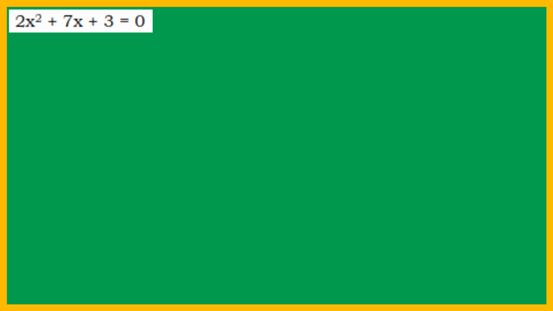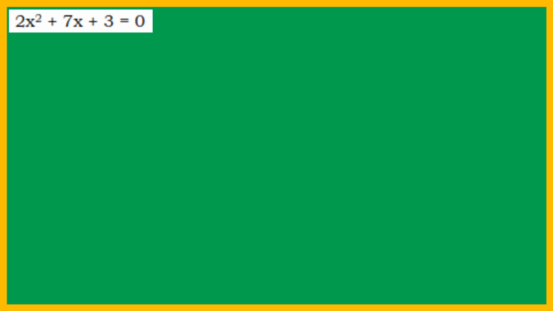Last example. So, we have 2x squared plus 7x plus 3 is equal to 0. Notice that the given is hindi siya divisible, wala siyang greatest common factor kundi 1. So, ibig sabihin, hindi natin masisimplify itong given na to. Wala tayong number na pwedeng i-divide dito para mas masimplify pa siya. So, ibig sabihin, ito na mismo yung ifa-factor natin.